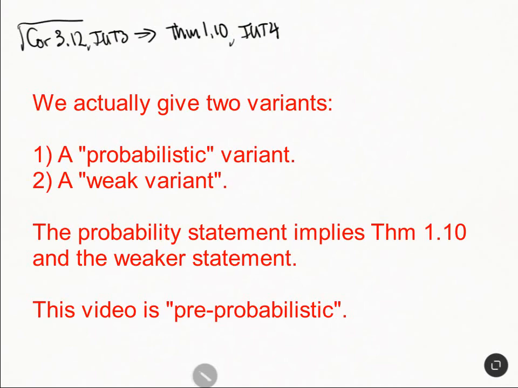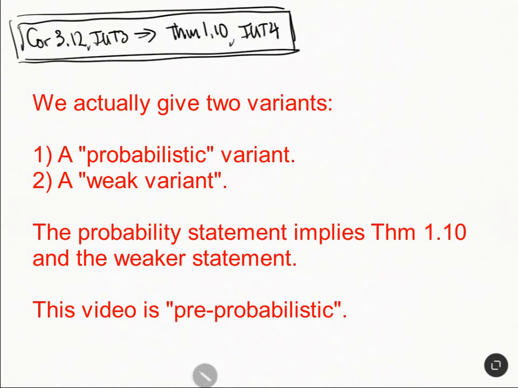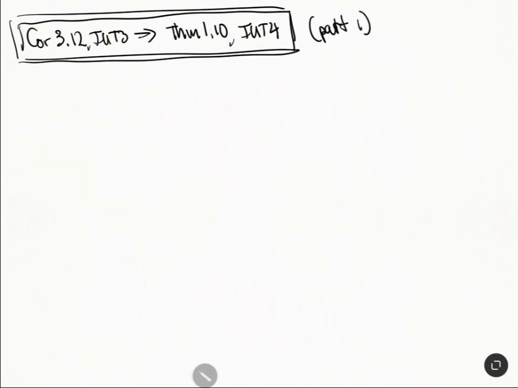All right, so I'm going to start with the first video showing how corollary 3.12 of IUT3 implies theorem 1.10 of IUT4, or something like this. This is about log volume computations. This is part 1. This is joint work with graduate student Anton Halato.